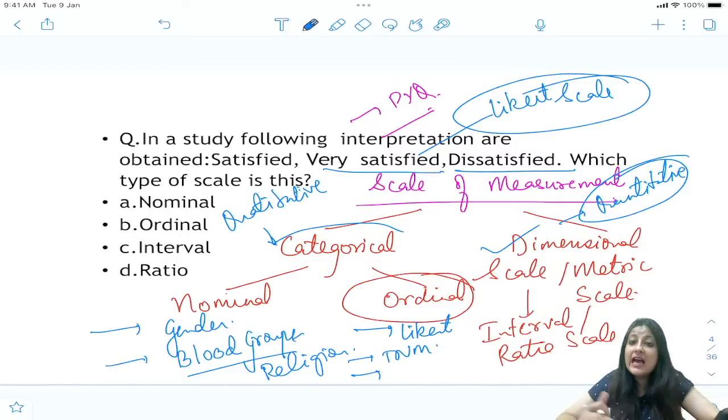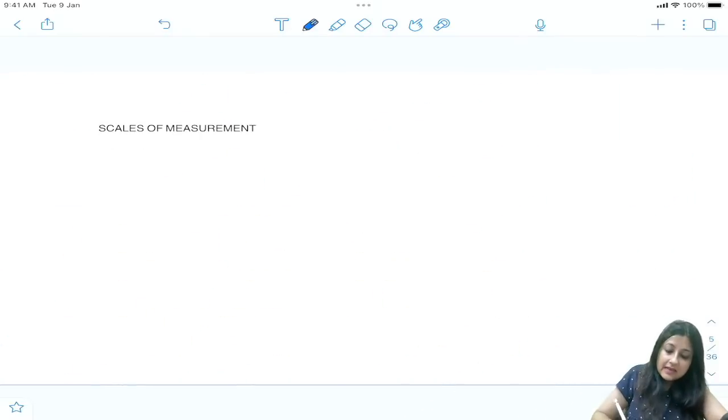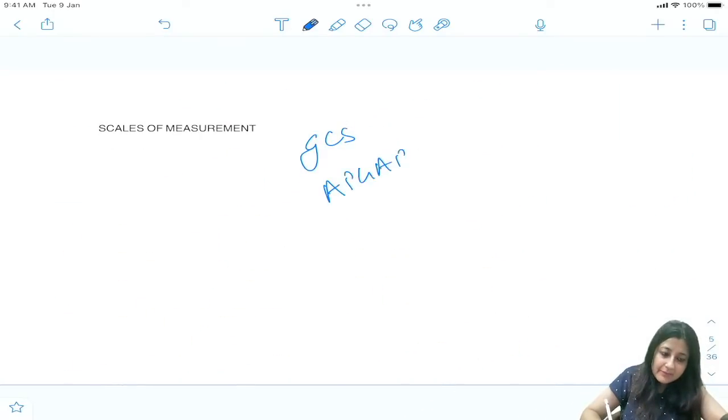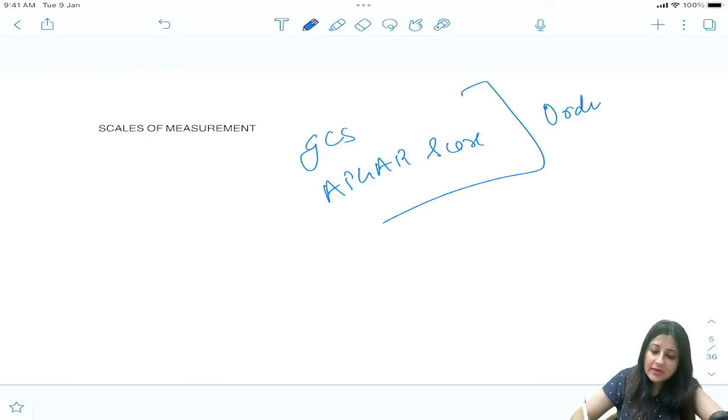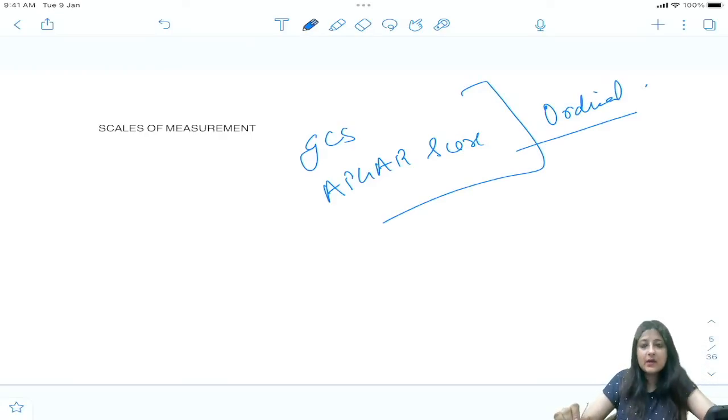Can you name another? Glasgow Coma Scale, very good. Glasgow Coma Scale, GCS, Apgar Score, all these are your ordinal. All right.